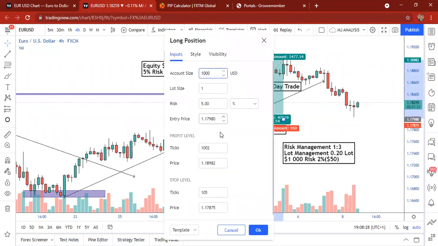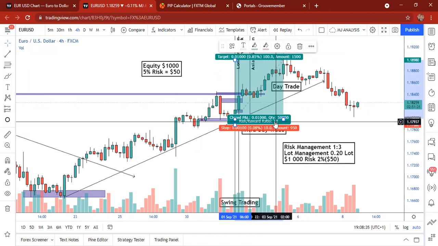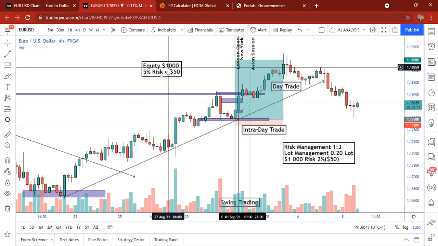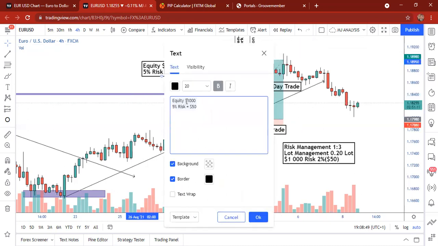Let me just quickly fix this up. So 10 pip stop loss, 100 pip run. You have a 1 to 10 ratio. So you can see there your ratio is 1 to 10. I'm risking only 5%, meaning whenever I enter a position, I want to risk 5% of the account size. So if my account size is $1,000, I only want to risk $50.